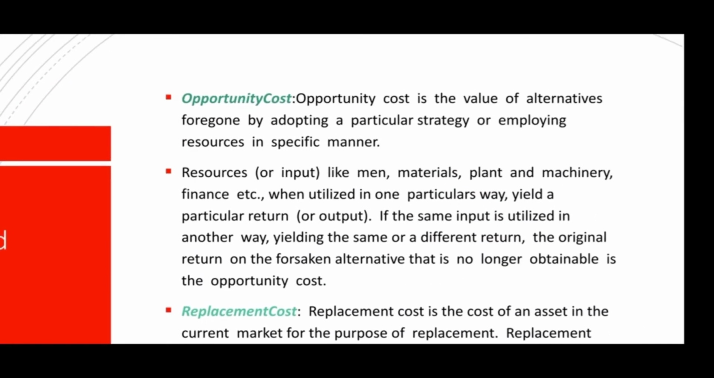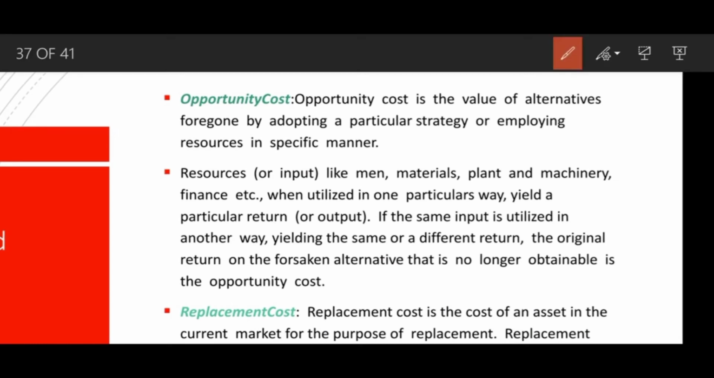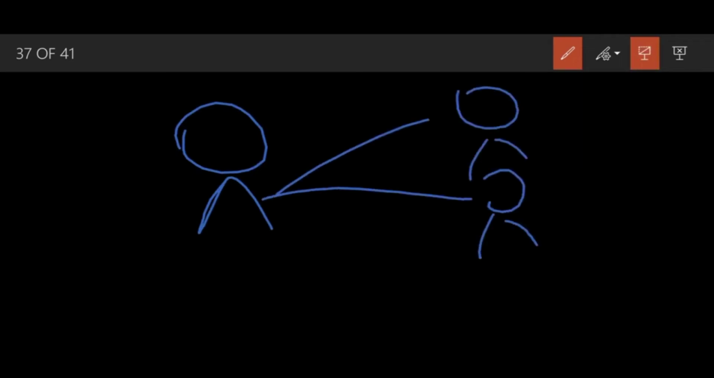Now, opportunity cost. Opportunity cost is a very old concept that we have also learned in the economics part. Opportunity cost is the value of the alternative foregone by adopting a particular strategy or employing resources in a specific manner. Suppose that your two friends are marrying on the same day.